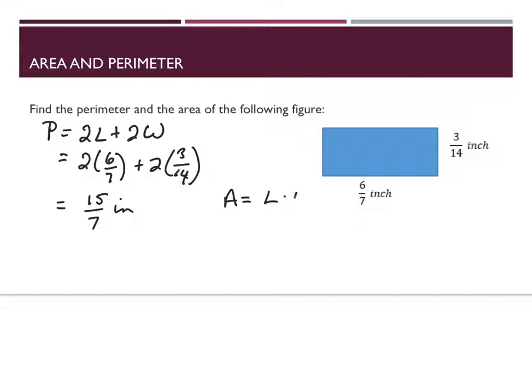The formula for area is length times width. So now I'm just doing 6/7 times 3/14. Again, using my calculator, I want to encompass those in parentheses. I want to change my answer to fraction notation. And if I do length times width, I'm doing inches times inches, which makes my answer square inches.